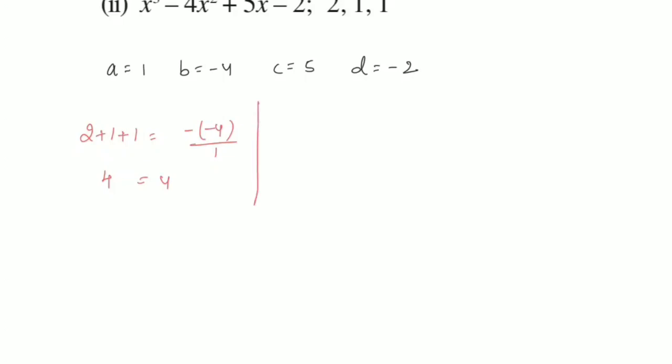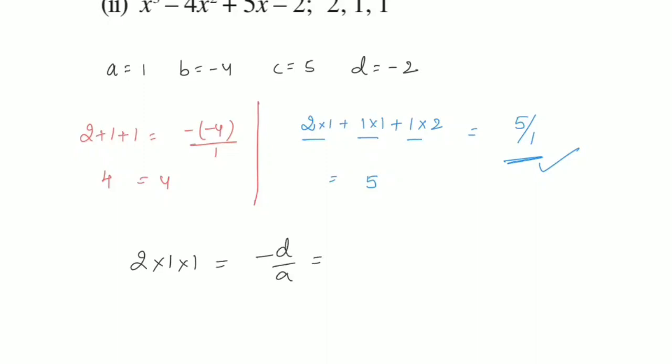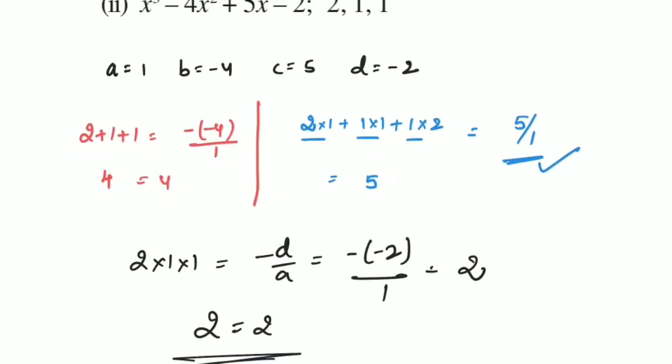Look at the second relation. Sum of product of roots 2 into 1 plus 1 into 1 plus again 1 into 2, which is equal to 5. 2 plus 1 plus 2. c by a. c by a is 5 by 1. Absolutely correct. Now look at the next one. That is product. Product of roots alpha, beta, gamma, that is 2 into 1 into 1, is equal to minus d by a. Minus d by a is minus of minus 2 by 1, that is 2. So 2 is equal to 2. So the third relationship is also verified.